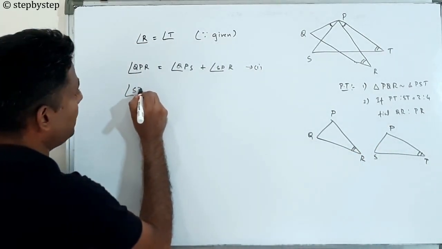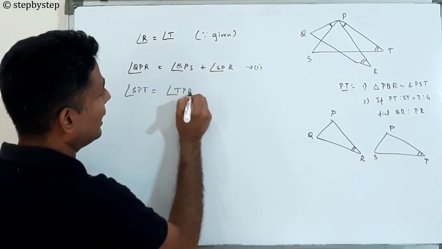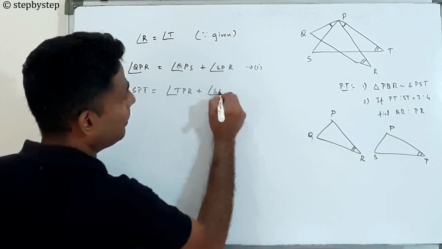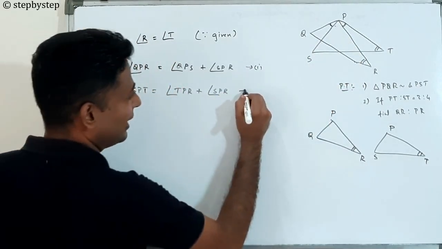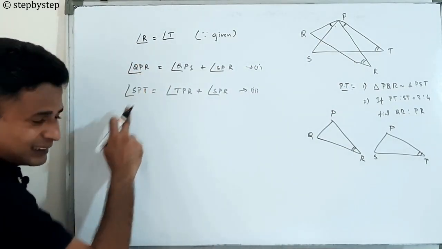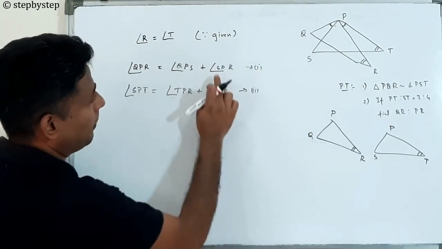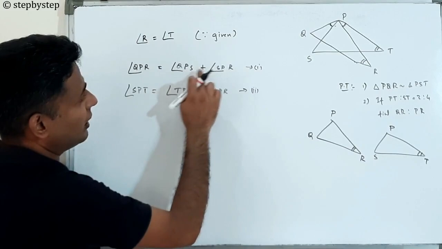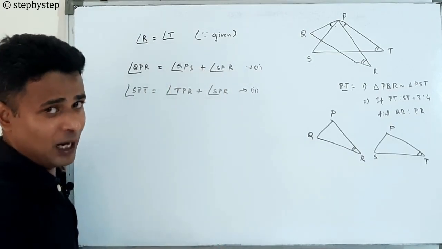Angle SPT is equal to TPR plus SPR. So this angle plus this angle. This is our second thing. Now from 1 and 2, you can tell this angle is equal to this angle. Why? This angle is equal to this angle given, plus this angle is common. So you are adding two equal things, so you'll get the same answer.